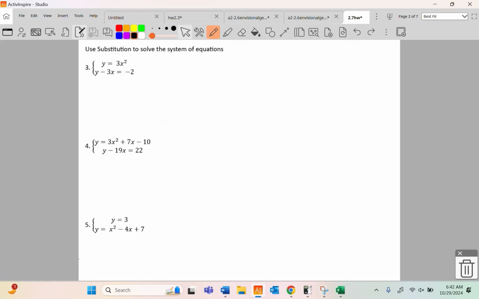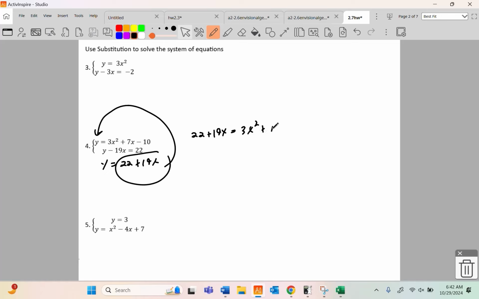Use substitution to solve the system of equations. These are basically also the transitive property. Hopefully they work out better than the last one. But let's take this equation right here and solve it for y. So y is going to be 22 plus 19x, and then you can just put it right there. So 22 plus 19x is equal to 3x squared plus 7x minus 10.